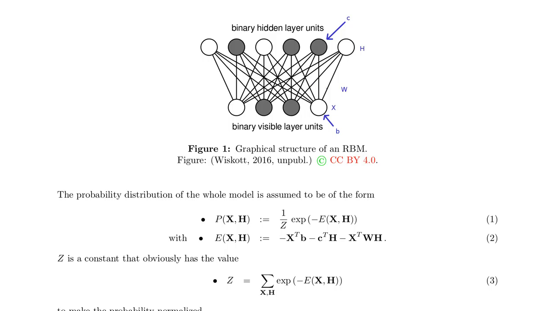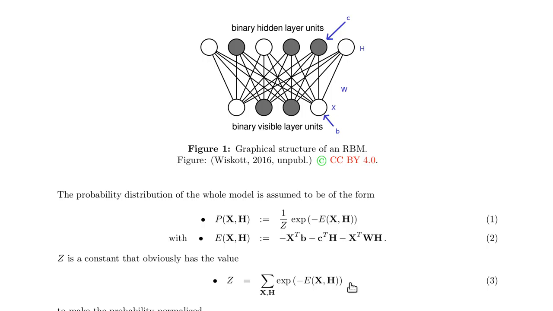So we see that the energy function is symmetric with respect to X and H. I mean, the two layers have different roles, but mathematically they're completely symmetric. Now, if we have that, it's quite obvious that the Zustandssumme, or partition function, is calculated like that. That would be just the sum over all possible states of X and H to normalize this to 1.